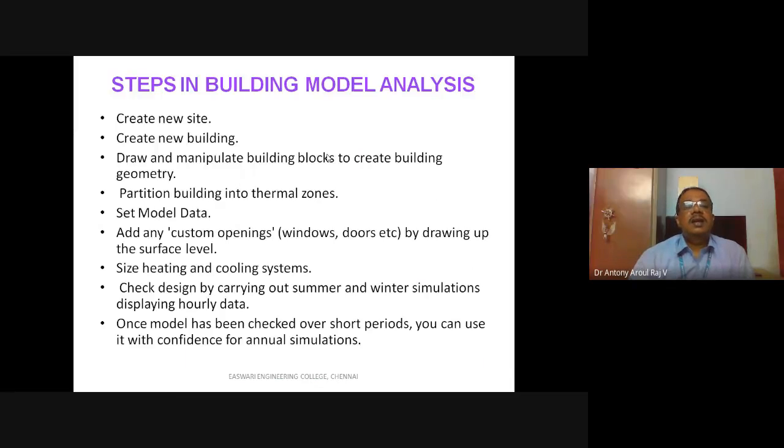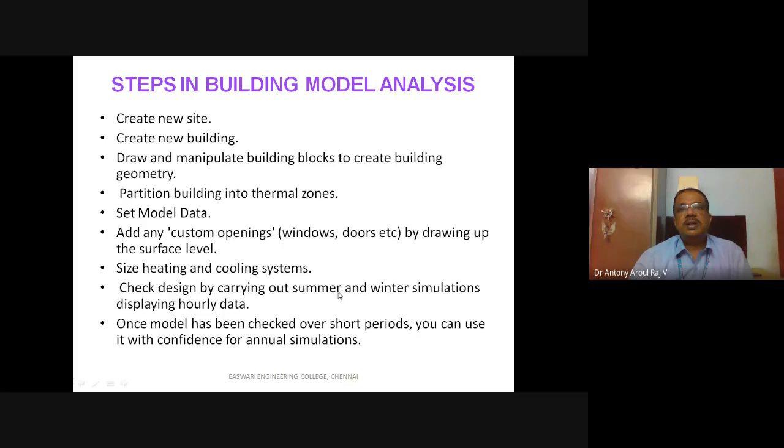Okay. And these are the steps in building modeling analysis. We are going to discuss this in detail, so I'll go through this. We'll go into a new site, new building. You first draw the building, collect the climatic data, and give all that data. You have to size for heating and cooling: what will be the cooling equipment size, and what will be the heating equipment size.